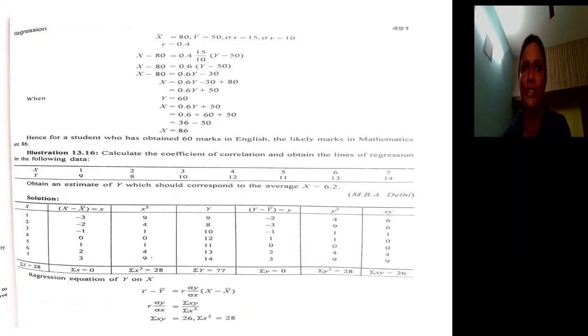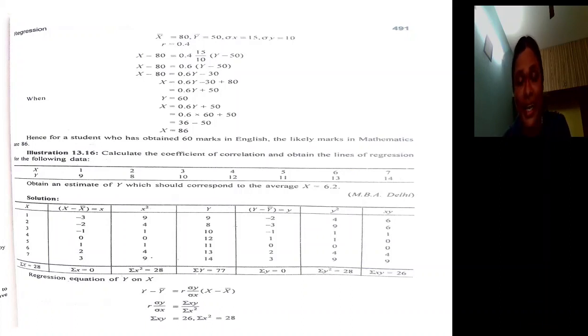Afterwards, we have to multiply x minus x bar with y minus y bar. X minus x bar is minus 3, y minus y bar is minus 2, 3 into 2 is 6, minus 2 into minus 3 is again 6, minus 1 into minus 1 is plus 1, 0 into 1 is 0, 1 into 0 is 0, 2 into 2 is 4, 3 into 3 is 9. So sum of x minus x bar into y minus y bar is equal to 26.